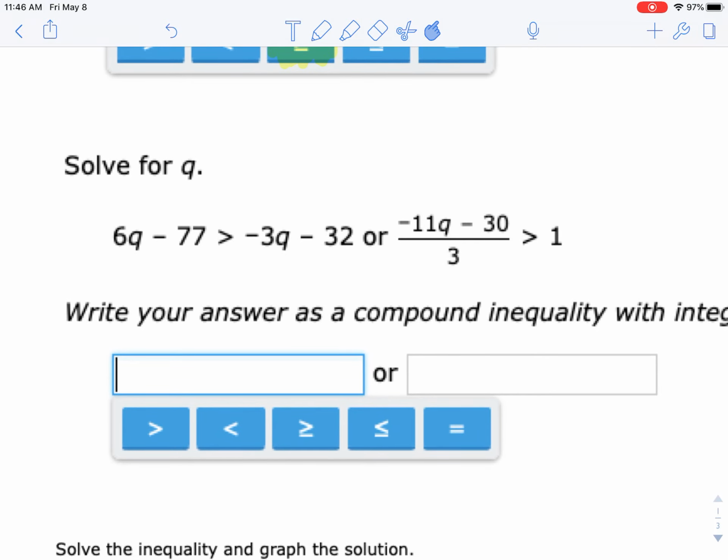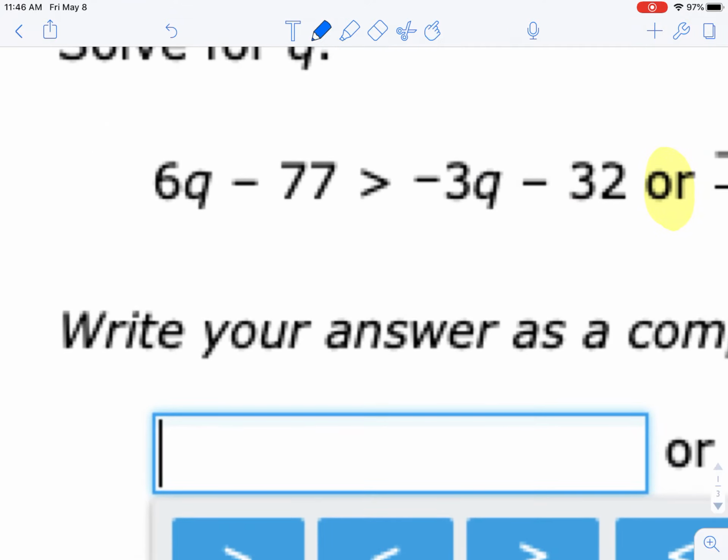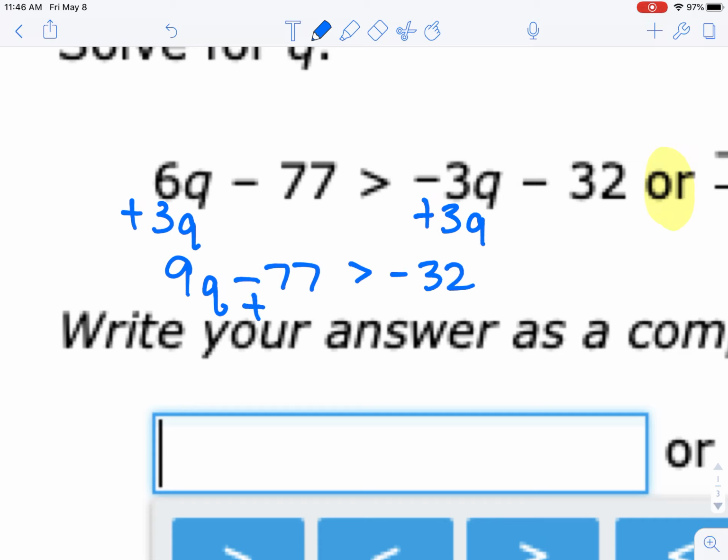This is called a compound inequality, where we have that and or. So we solve one side, and then we solve the other one. So we're going to look at this one only. So I'm going to add 3q, and then add 77, and then divide by 9. So you would get q greater than 5.